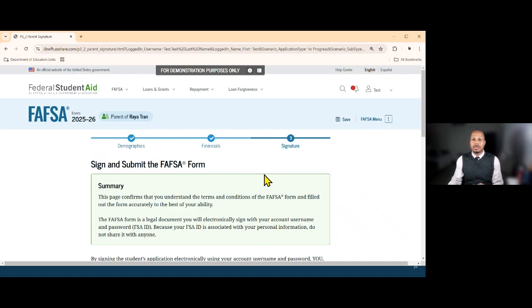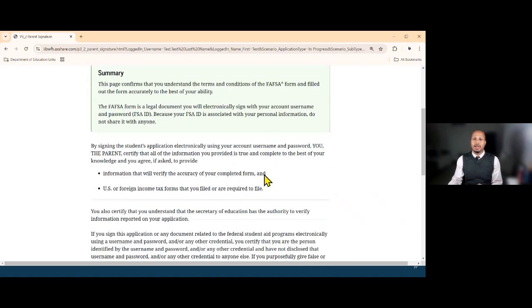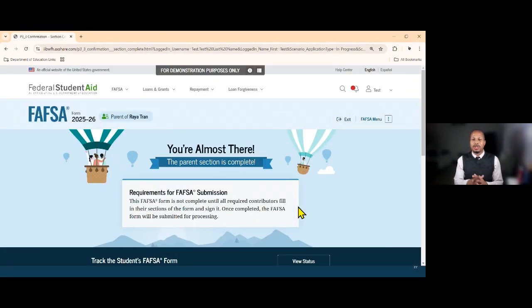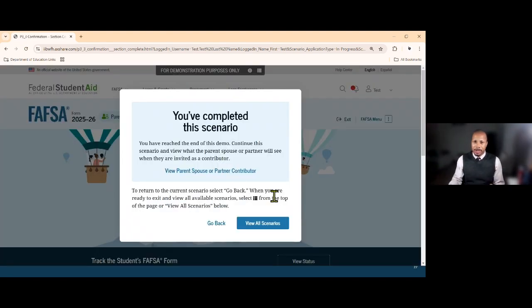Now that invitation was also sent early on, part of the section for the parent. And now the parent's going to come in and sign. It's important that they do provide that signature because it is required. But that experience was much shorter.